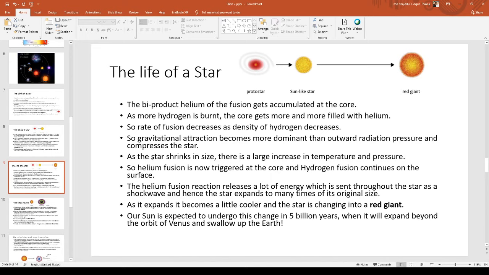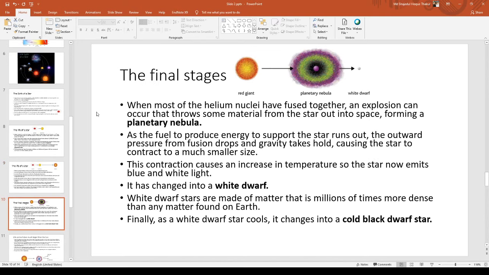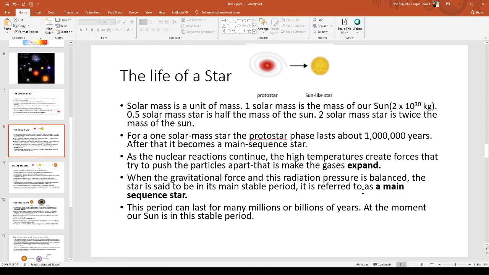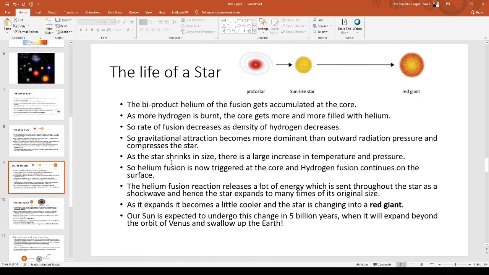Okay, moving on. Now, what happens after red giant? You may ask, what happens after red giant? After red giant are the final stages. So, you need to remember what the nuclear fusion going on in a main sequence star was. In the main sequence star, what was the nuclear fusion? Hydrogen fusion. You remember that the fuel was hydrogen in a main sequence star.